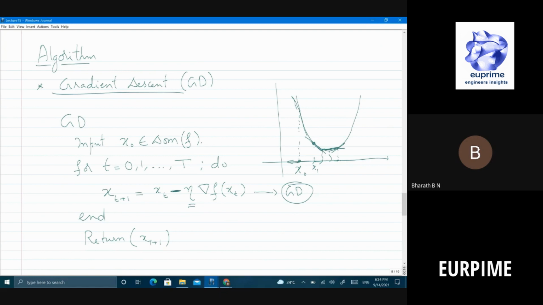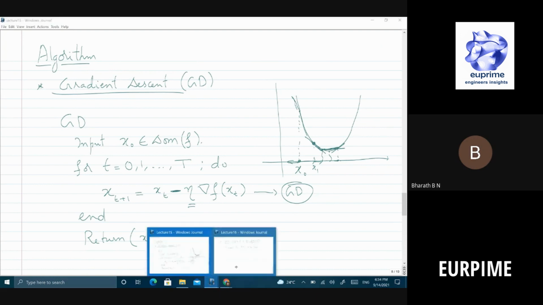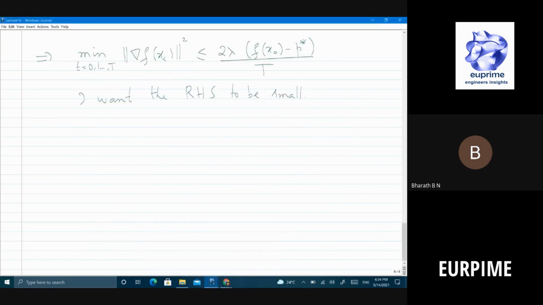You will write a for loop in your program when you run gradient descent or stochastic gradient descent, but how do you choose that capital T, right? So this will tell us how to choose. I'll make this small. So what do you mean by that? This is what I'll do. The minimum of the gradient, minus p star, by t is less than or equal to epsilon, right? That means the minimum gradient is less than or equal to epsilon. That's when I stop. Okay.